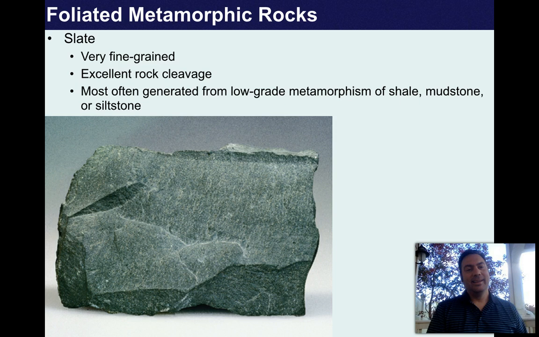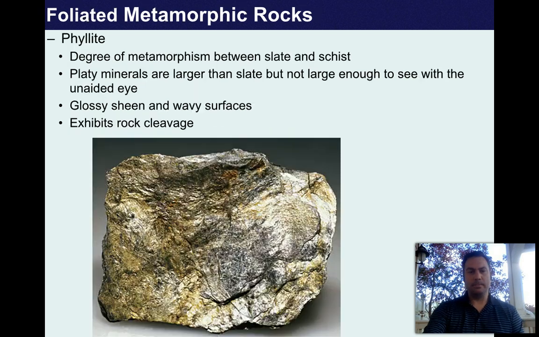All right, so let's start covering the individual rocks themselves. Here we see a slate. This is kind of a rehash, but slate, which is very fine grained, has excellent rock cleavage, and is usually generated from low-grade metamorphism of shale, mudstone, or siltstone. So here's a typical example of a slate. And we've seen this, like I said, in elementary schools nationwide, possibly worldwide: chalkboards made out of slate. So when they write up on there and you hear that distinctive sound, know that they're writing on a slate chalkboard.